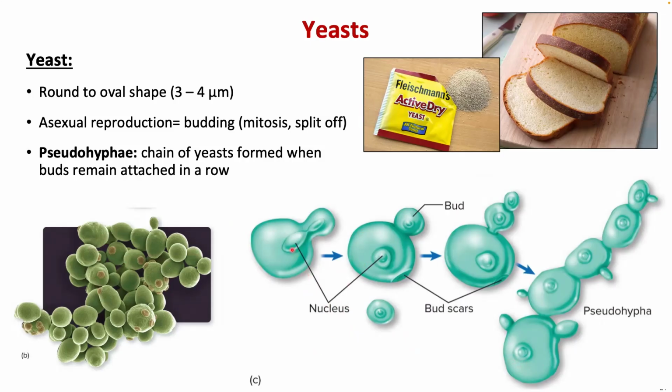So you have one yeast that duplicates its DNA and produces a small bud, and then the bud also produces another bud, and then it keeps going. They keep dividing over and over and over, and they keep forming more.